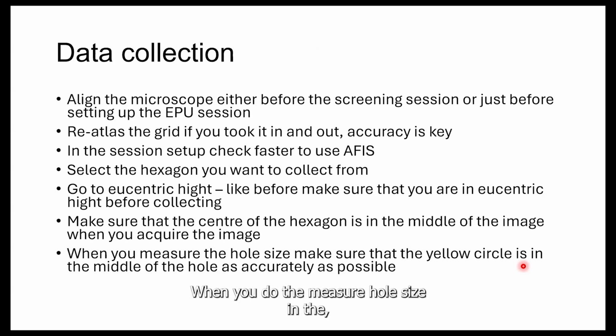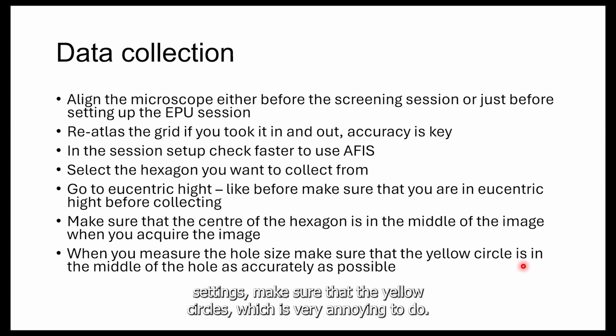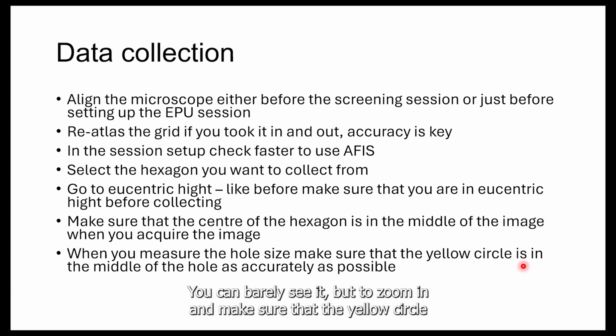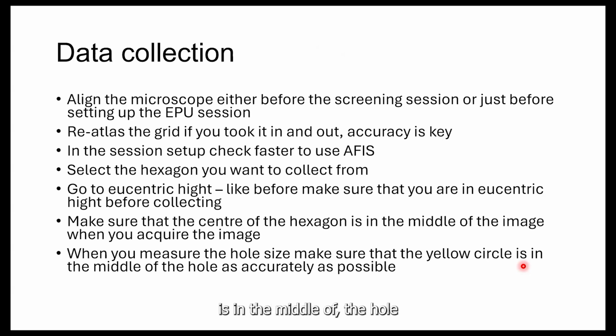When you do the measure hole size in the settings, make sure that the yellow circles, which is very annoying to do, a yellow circle on a black grid, the contrast is annoying, you can barely see it, but zoom in and make sure that the yellow circle is in the middle of the hole as accurate as possible. Try not to get any gold, it will help you. The more accurate you do these things, the more accurate things will be. And again, try to find the nearest hole to put the other yellow circle in. Make sure both sides are the same.